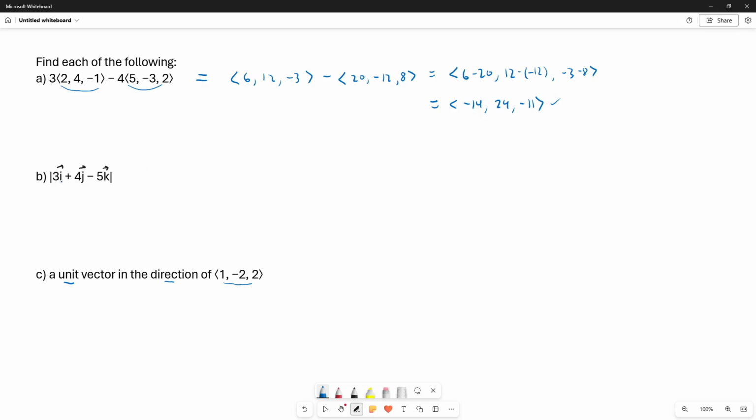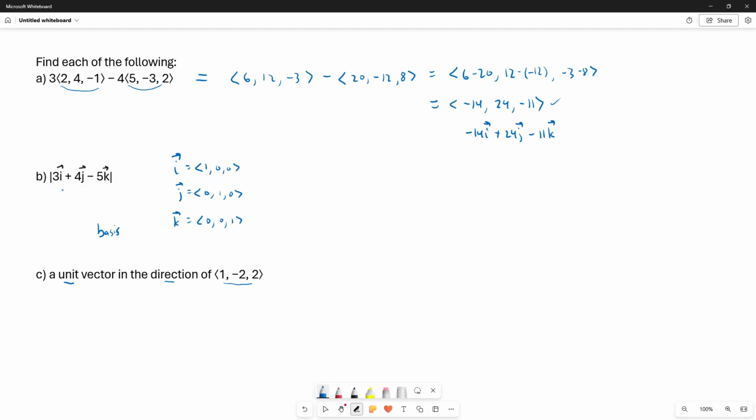Now we need the magnitude of a vector in R3. The vector i in R3 is the vector 1, 0, 0. The vector j is the vector 0, 1, 0. And the vector k is the vector 0, 0, 1. These are called the standard basis vectors in R3 because any vector in R3 can be written in terms of i, j, and k. For example, this one is negative 14i plus 24j minus 11k.